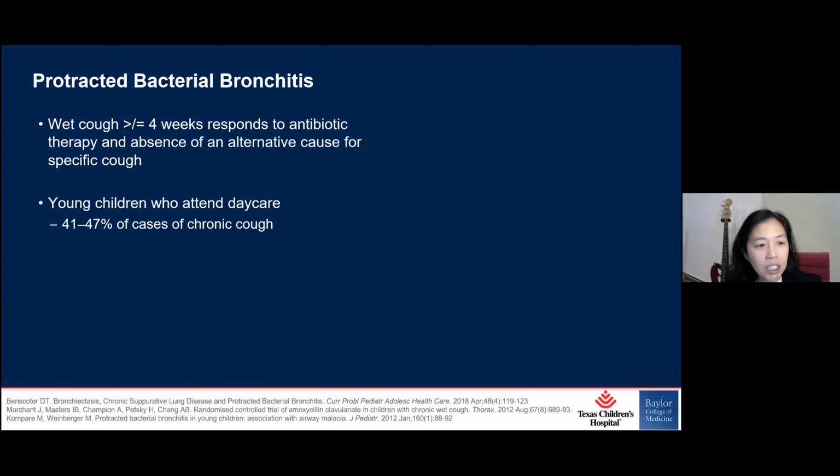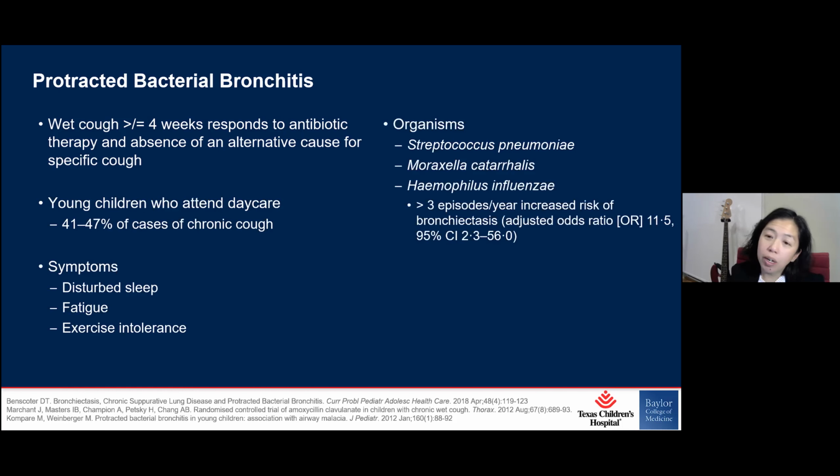The risk factors are kids who attend daycare and get sick more often. Symptoms are that they're coughing all the time, they can't sleep well, and they have some shortness of breath. And then the most common organisms we see are the ones that cause most of our head and neck, our otolaryngologic infections in children: strep pneumo, Moraxella, and Haemophilus. This is what we see in the ear. This is what we often see in the nose. And again, this is what we see in PBB.